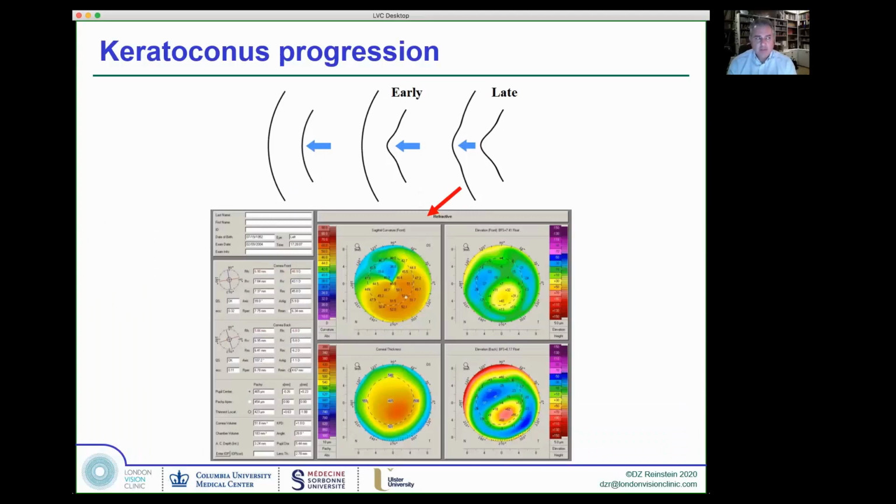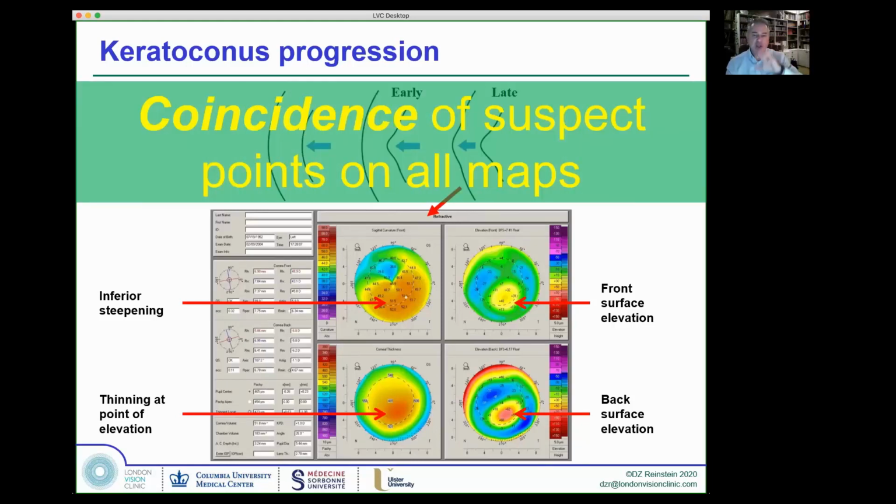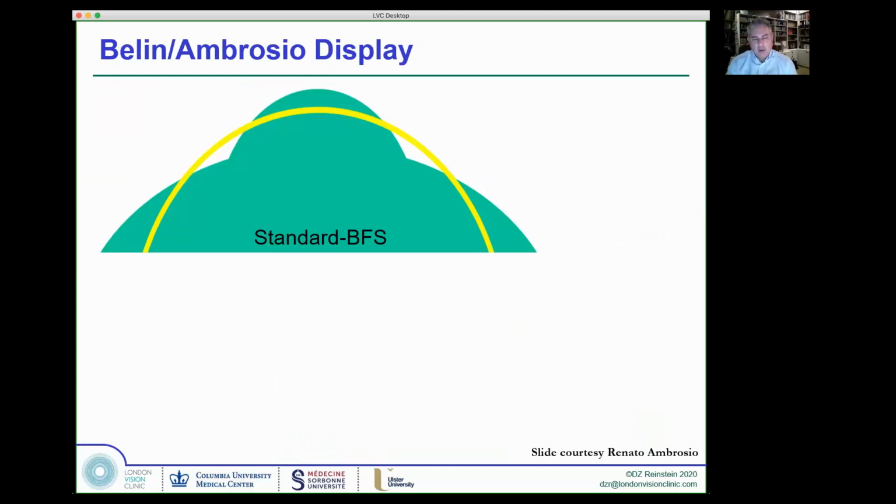Now, in barn door or obvious keratoconus, you have a situation where there's inferior steepening, and there's elevation of the front surface eccentrically, and there's back surface elevation eccentrically, and all of these are coincident with thinning of the cornea in the same location. It is the coincidence of all these suspect elements that then leads to the diagnosis of keratoconus.